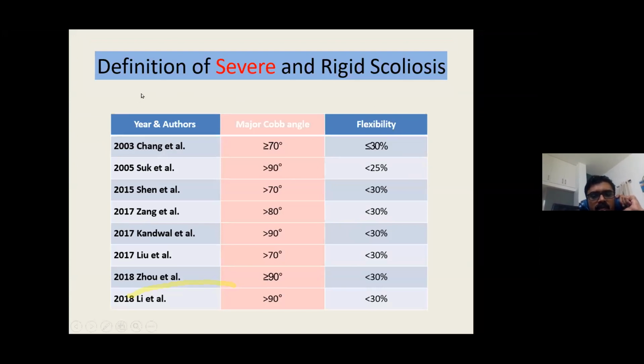These are all Asian publications which have defined severe and rigid scoliosis as variable: 90 degrees, 80 degrees, 70 degrees, with the flexibility somewhere in between 30% or 25%. So that is that. So you can take arbitrarily more than 80 degree curves with flexibility less than 25% as a severe and rigid scoliosis.